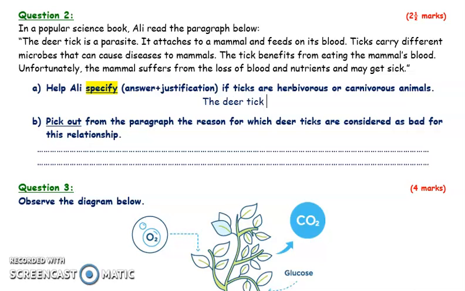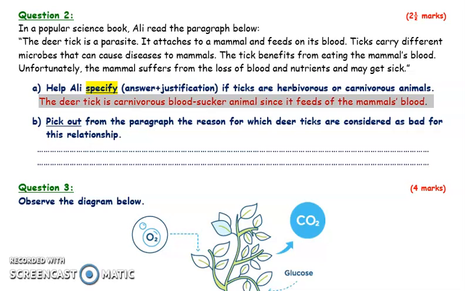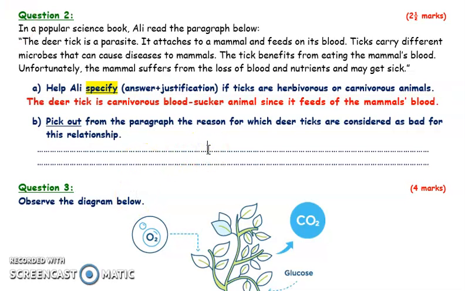The deer tick is a carnivorous bloodsucker animal. Don't forget to tell why: since or because it feeds on the mammal's blood. Pick out from the paragraph the reason for which deer ticks are considered as bad for this relationship.